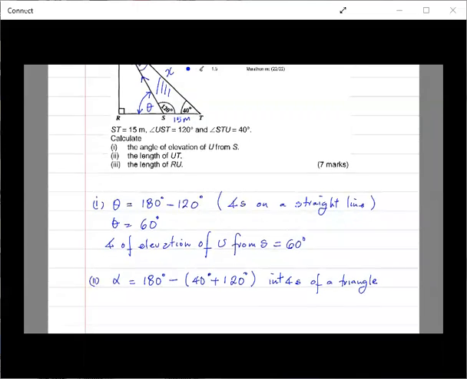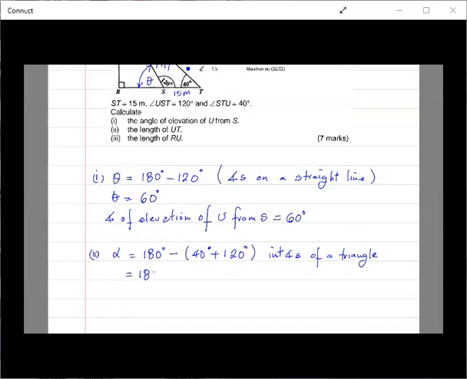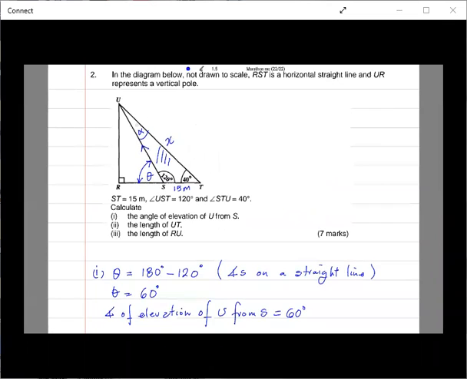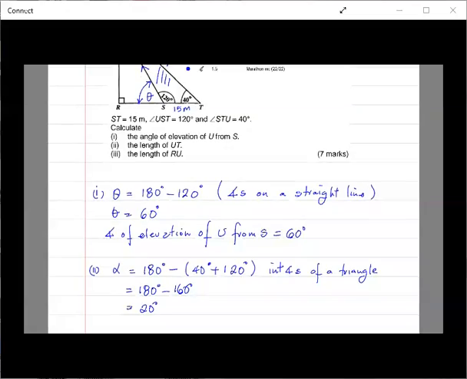So alpha would be equal to 180 minus 160. So alpha is 20 degrees. The reason we had to find that is because we're going to use the sine rule, and in order to use it, you need to know the angle opposite from the 15 meters. We just found out that alpha is 20 degrees. I also told you when you're applying the sine rule, whatever you want, you must start with.